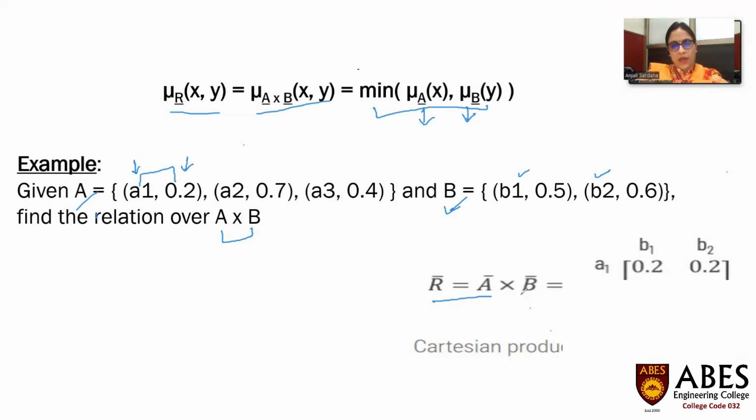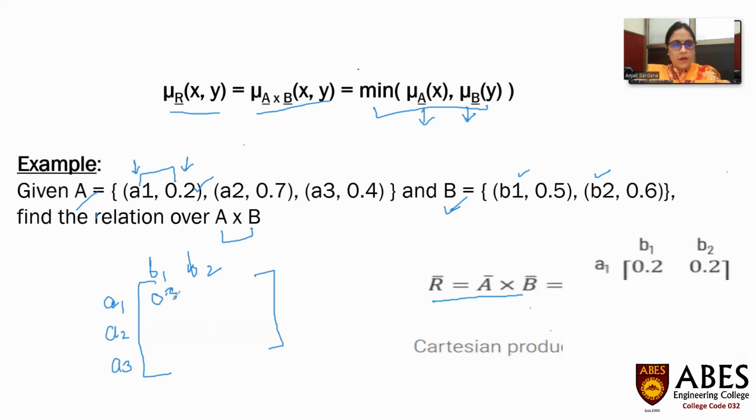While finding the relation over A cross B, for the two fuzzy sets A and B, we'll be taking the minimum membership value at the respective location. So these are the elements A1, A2, A3, and this is B1, B2. Here at this position, we have two possibilities, A1 and B1. We'll look at the membership value of A1, which is 0.2, and for B1 the membership value is 0.5. Out of these two, 0.2 is the minimum value.